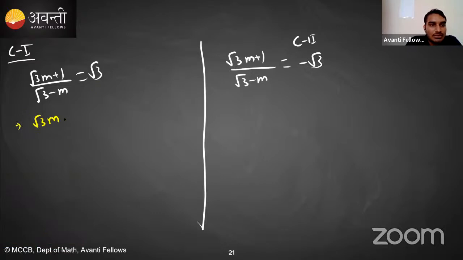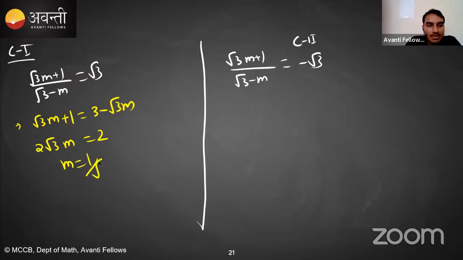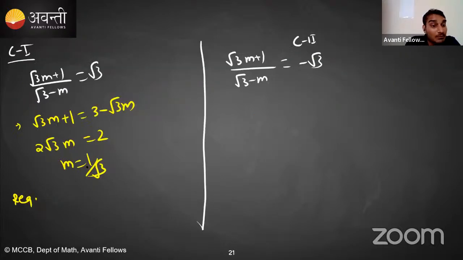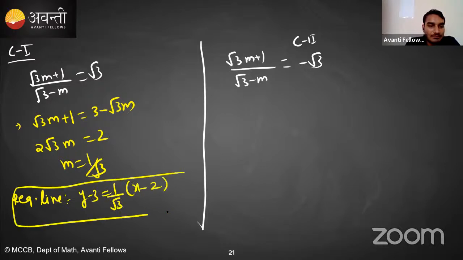Cross multiply: root 3 m plus 1 is equal to 3 minus root 3 m. So there you get 2 root 3 times m is equal to 2. m is nothing but 1 by root 3. Okay, so now we get one slope, which is 1 by root 3. Corresponding to this slope, what would be the line? The line is passing through (2, 3) and the slope is 1 by root 3. So the required line will be y minus 3 is equal to slope times (x minus 2). So this is the one line.